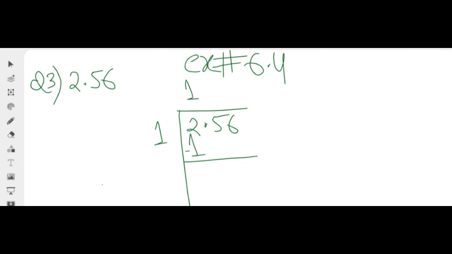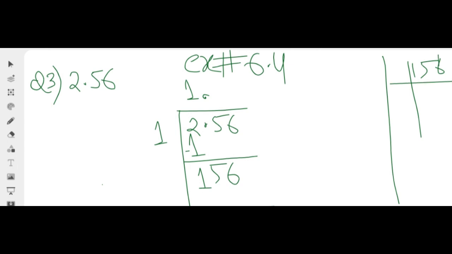2 minus 1 will give us 1. When we shift these two below, the point will be shifted to the quotient here. Now which digit will be divided to give exactly 156? 2. Now we have to divide 156. For this you can do the prime factorization of 156.